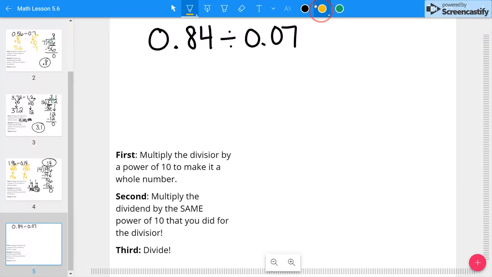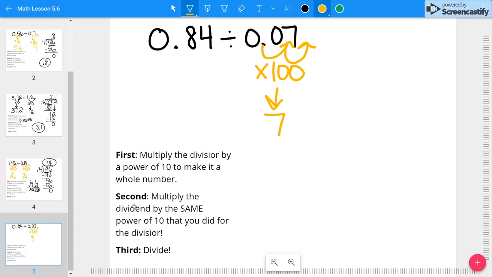84 hundredths divided by 7 hundredths. First step, multiply the divisor by a power of 10 to make it a whole number. So I need to move my decimal point 1 time, 2 times to make it a whole number. Because I moved my decimal point twice, I know my power of 10 has to have 2 zeros. That would mean that I'm multiplying this by 100. So now my new divisor is a 7.